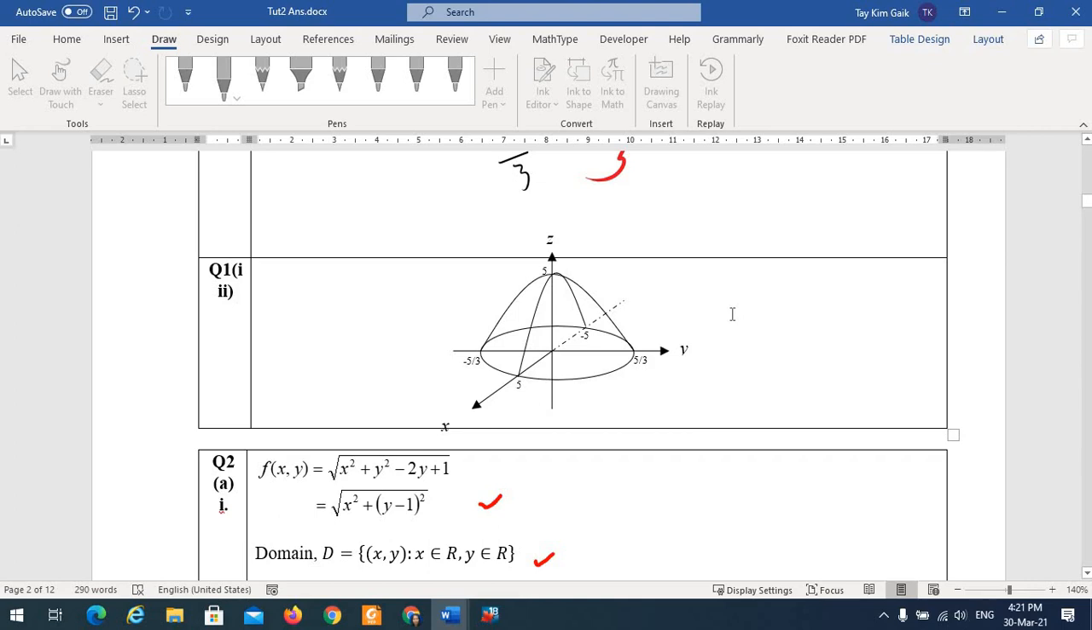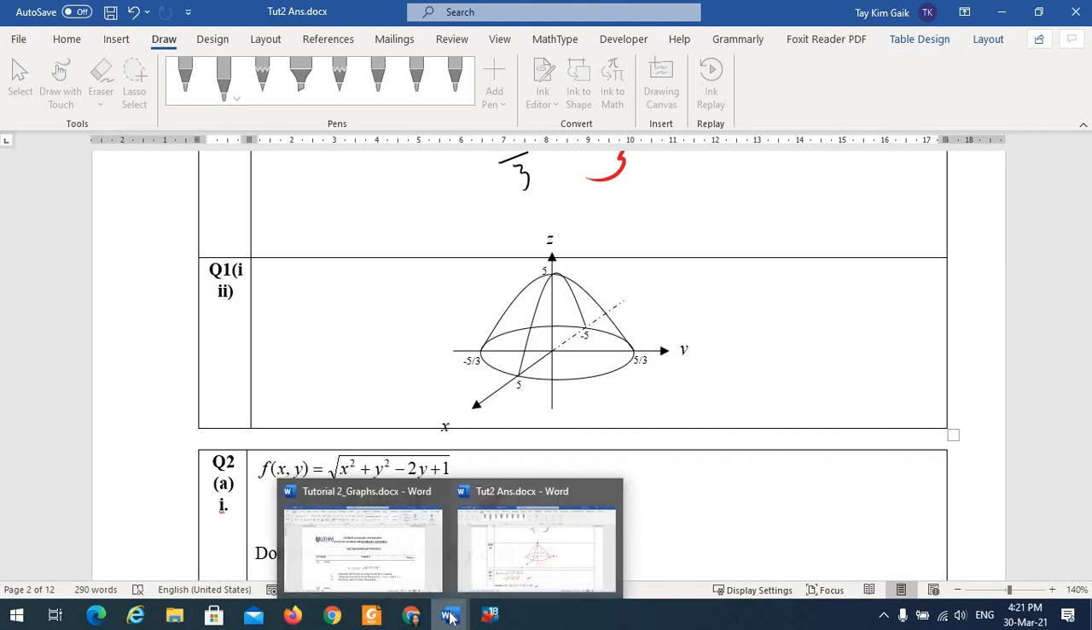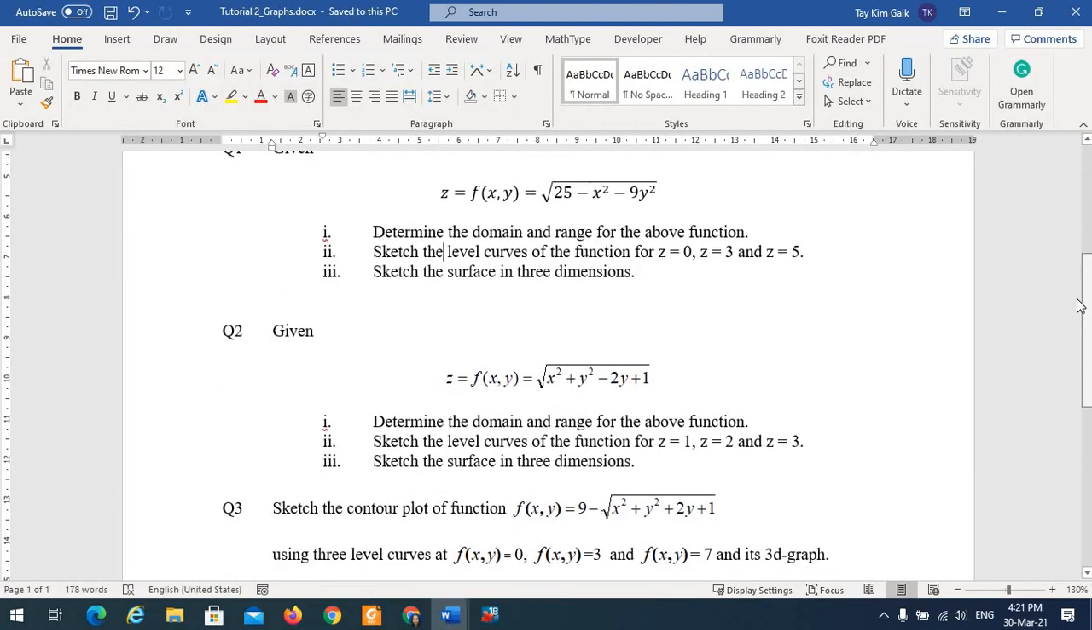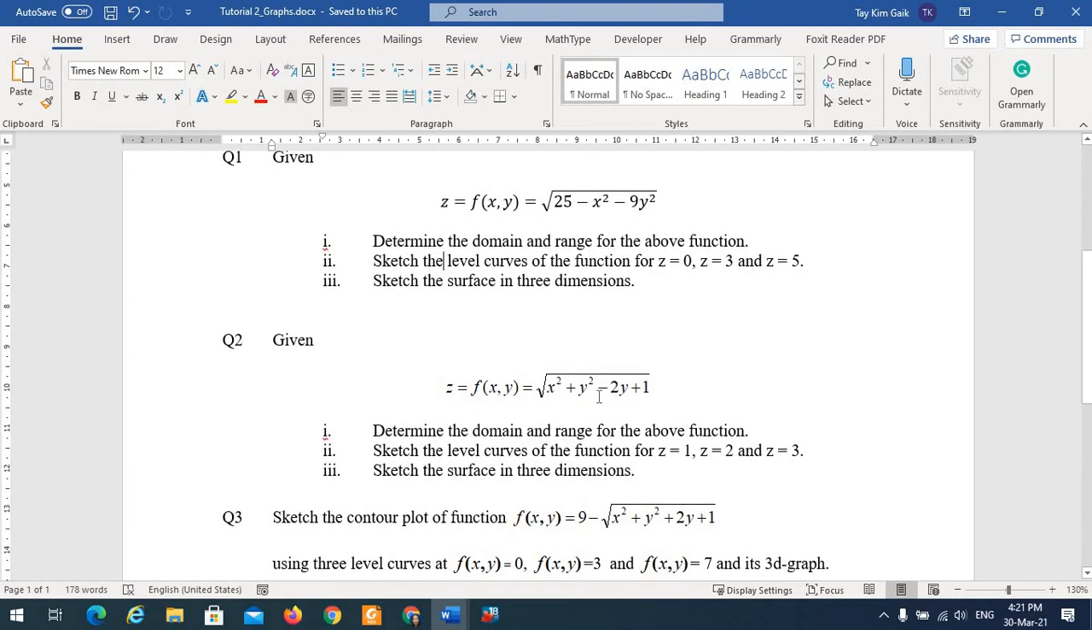So, are there any questions? The rest is the same thing, a similar technique. Question 2. You let your z equal to 1, manipulate the equation, then z equal to 2, z equal to 3. Draw those 3 curves on your xy plane, which are called the level curves. And then when you raise up, you will get the 3D graph.